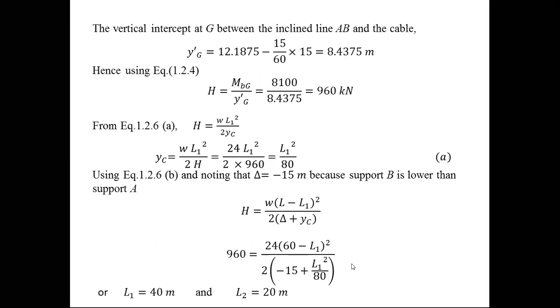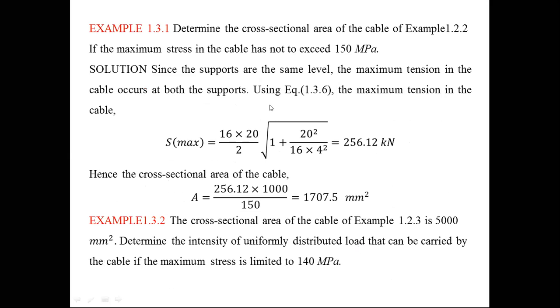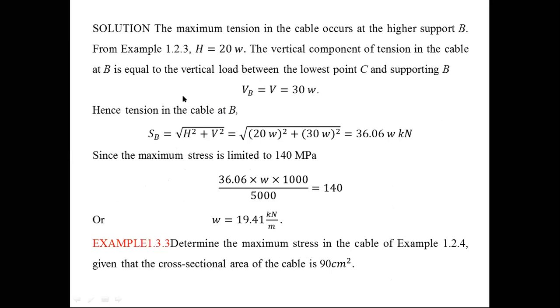That is called non-uniform. The analysis of a cable subject to this problem falls under the non-uniform load. Therefore, which one is higher? Support B is higher. The critical reaction is at the higher support. Therefore, as already explained a few minutes ago, S is equal to the square root of H square plus V square. This is the formula. It follows the cable. And it is already 20W, and V is equal to VB.